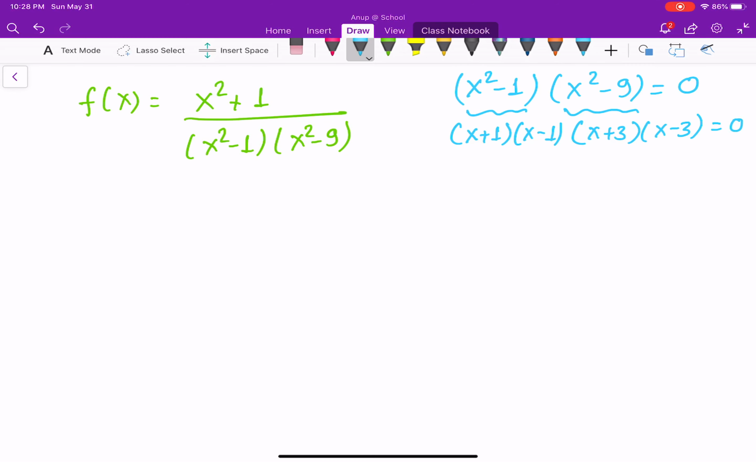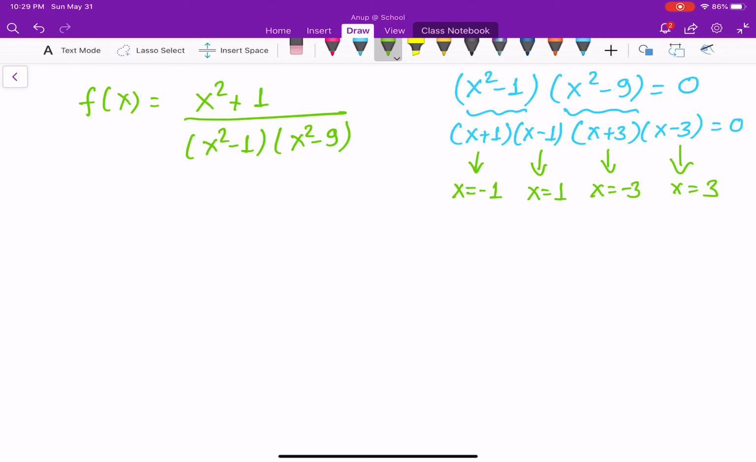Set each equal to 0, and you can clearly see when x plus 1 is set equal to 0, we get x equal to minus 1 as a solution. From here we get x equal to 1 as a solution. From here, when x plus 3 equals 0, we get x equal to minus 3 as a solution, and when x minus 3 equals 0, x equal to 3 is the solution.